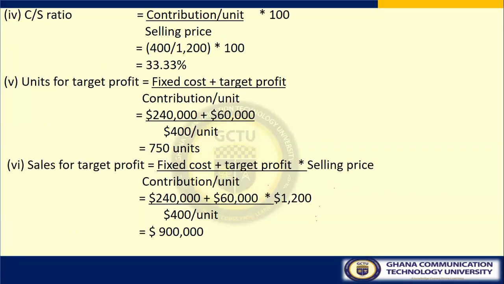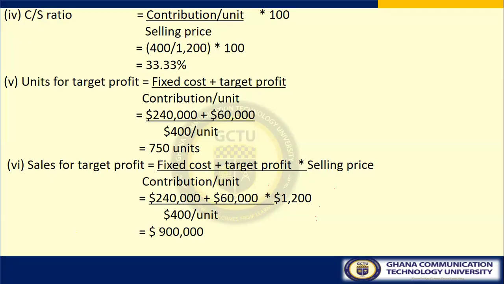Then the contribution to sales ratio. Contribution to sales ratio simply means contribution per unit divided by selling price times 100. So the contribution is 400, selling price is 1,200, times 100. That will give you 33.33%. The units for target profit is fixed cost plus target profit divided by contribution per unit. So our fixed cost is 240,000, and our target profit from the question is 60,000, divided by 400, making 750 units.